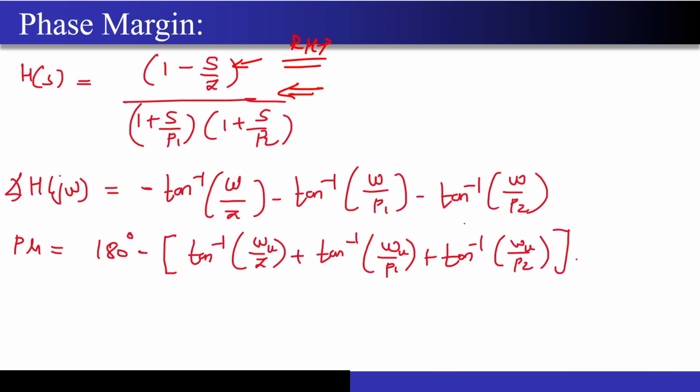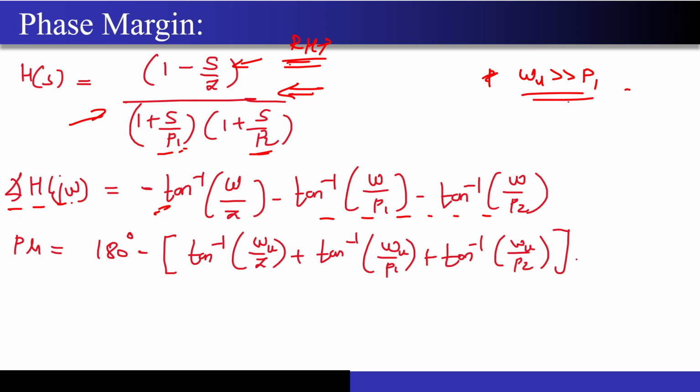Now once this thing is done, how can you obtain the phase margin from this? First let's calculate the phase of this transfer function. It is nothing but minus tan inverse of omega by z. Why minus? Because this is a right half plane 0, and then from each of these poles you will have this particular contribution. Correct?